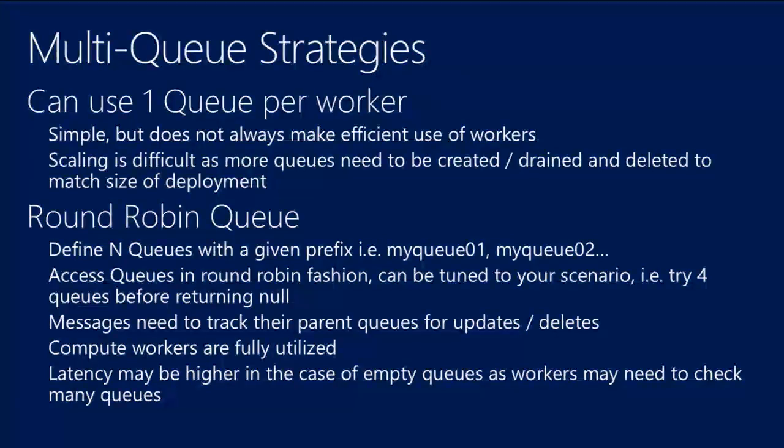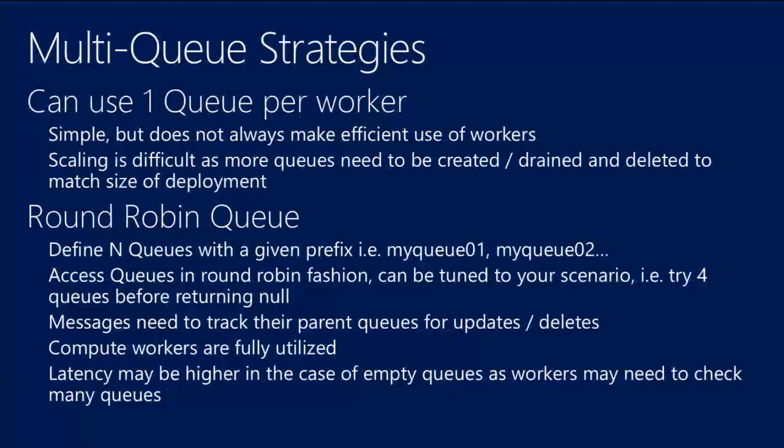Another approach is to use a round-robin queue. So we have a code sample that'll be up, where basically you can define N queues. We have them all at the same prefix. You can list them in an efficient way, and then you can create and delete them together. But then you have your workers access these in a round-robin fashion. And so now you can insert a message to any queue and know that all your workers will evenly distribute the load of who's processing what.